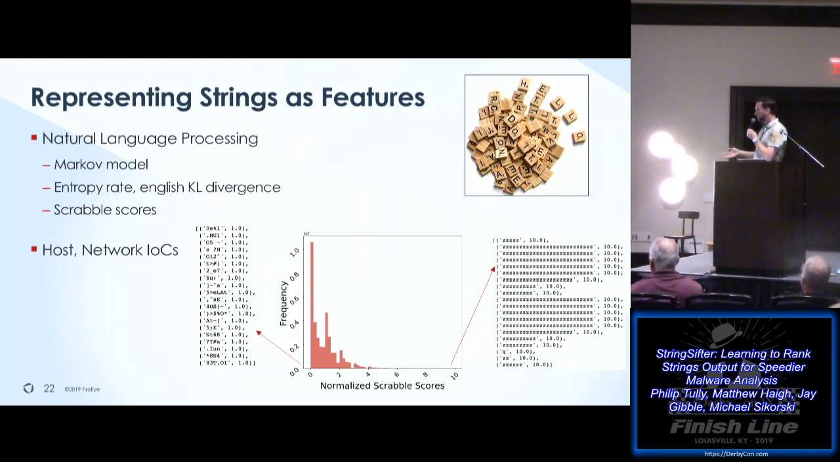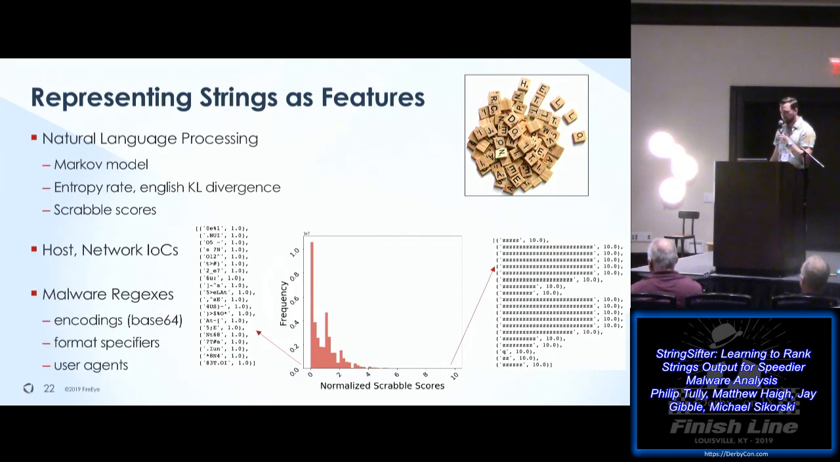Obviously next we have other interesting malware-based indicators like host and network indicators, and we can also come up with regexes that capture things like format specifiers and base64 encodings and user agents, which are things that you would think also should provide the analyst with some important information.